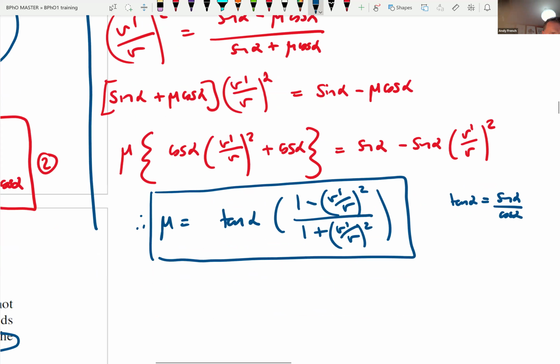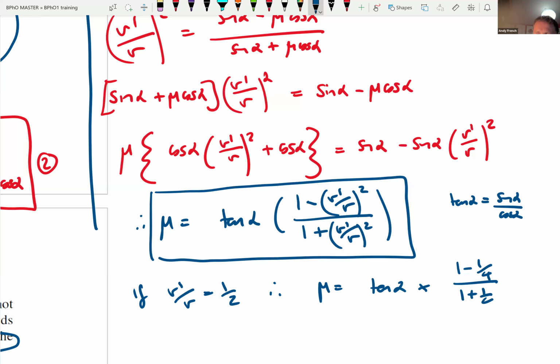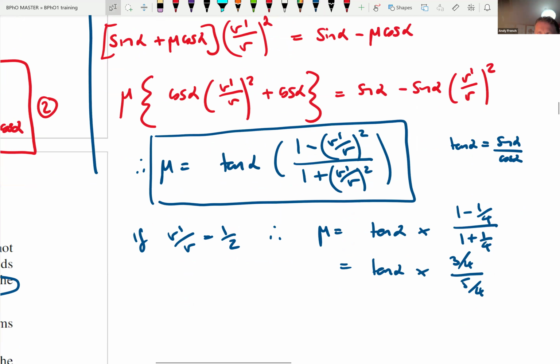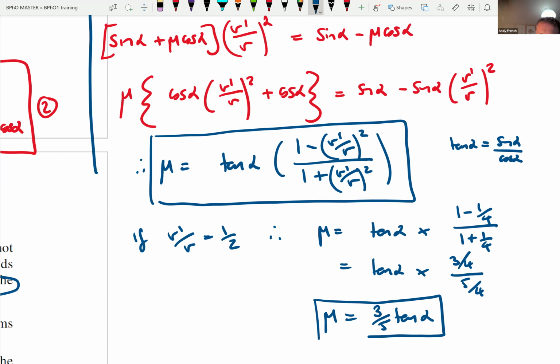And now let's put our numbers in. If v dash over v is a half, therefore mu is tan alpha times 1 minus a quarter over 1 plus a quarter. So that's going to be tan alpha times 3/4 over 5/4. So I've got 3/5 tan alpha is what I want. And there we go. That is done.